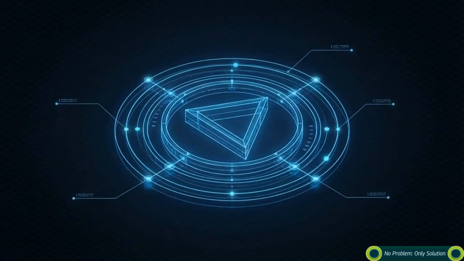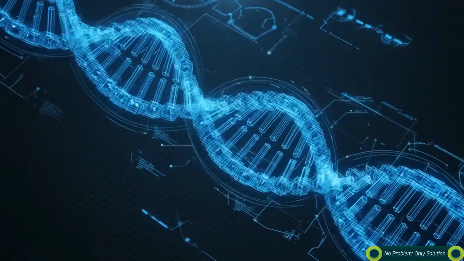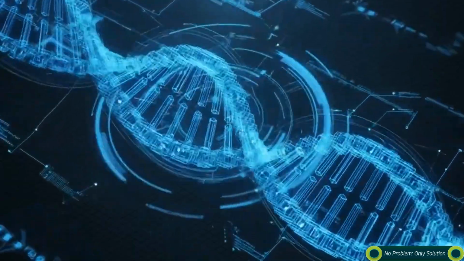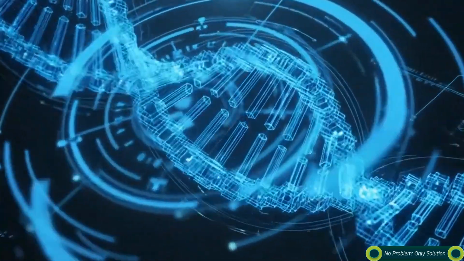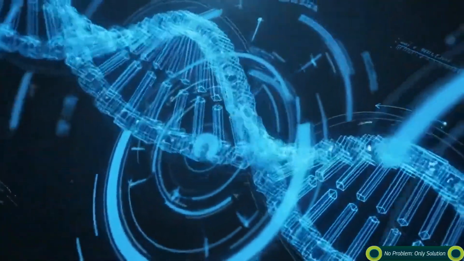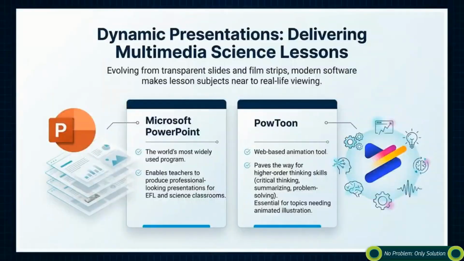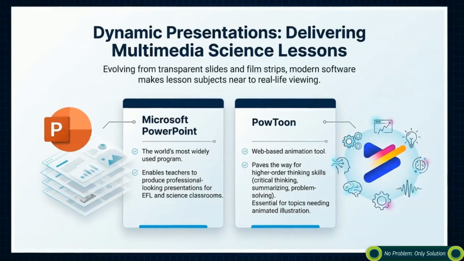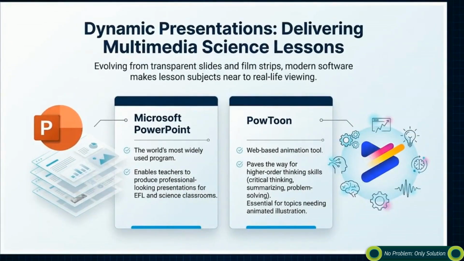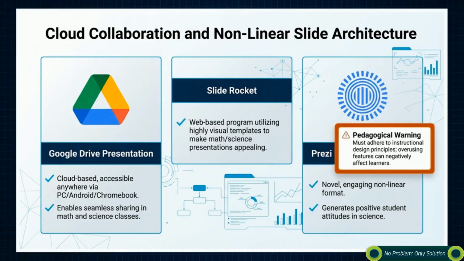Next, we look at lesson delivery. Modern software has evolved past transparent slides and film strips, allowing students to view subjects in a way that more closely resembles real life. This comparison shows two different approaches. Microsoft PowerPoint is used for professional, structured formatting. Powtoon, on the right, uses animation to help students develop higher-order thinking skills, such as summarizing and problem-solving. Cloud programs like Google Drive and SlideRocket allow seamless sharing, ensuring presentations are accessible across devices.